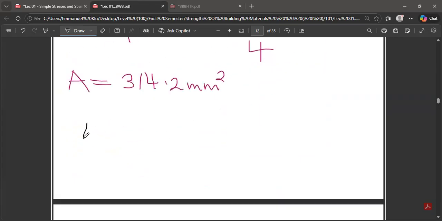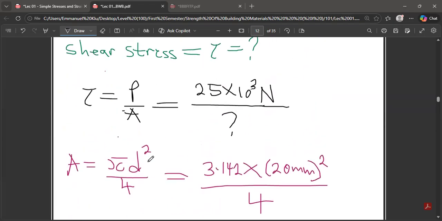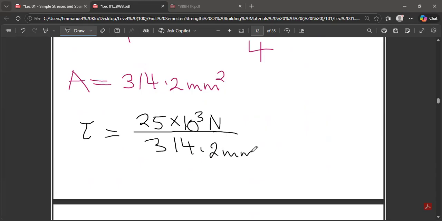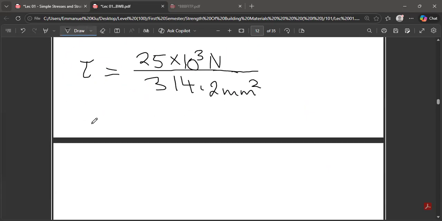So our tau, in this case, can be written as: our force is 25 kilonewton, so that is 25 times 10 exponent 3, because kilo means 10 exponent 3, Newton, all over 314 millimeter squared. Failure to add a unit to your answer will cause you to be penalized. So please let's all remember to always add our unit to our work.